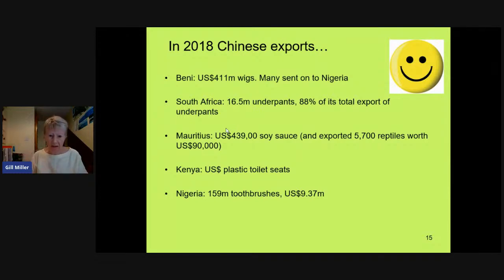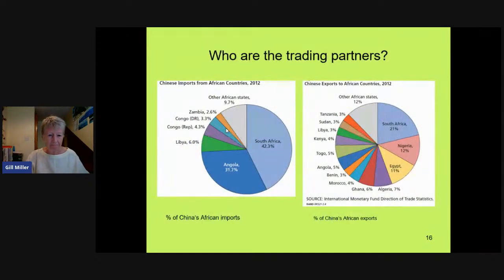Or why Mauritius exported so much soy sauce. Perhaps that's the illegal trade. Kenya exported, the Chinese exported into Kenya, plastic toilet seats. Extraordinary, really. But again, the quirky things. And Nigerians are obviously brushing their teeth more often. So that's something just to make you smile. You can go away and think about why that actually might be the case.